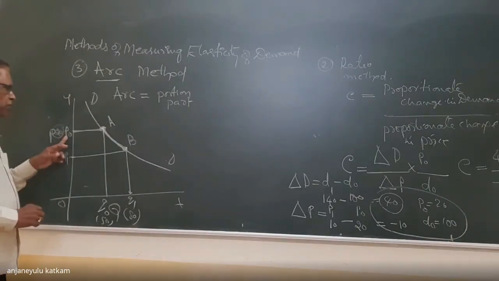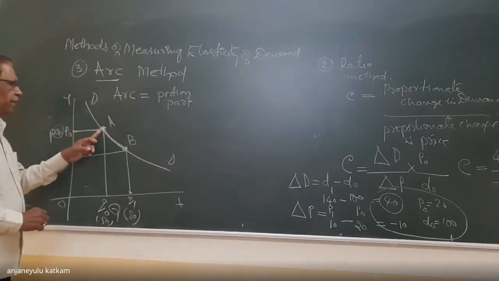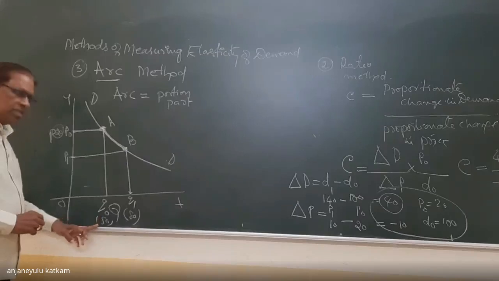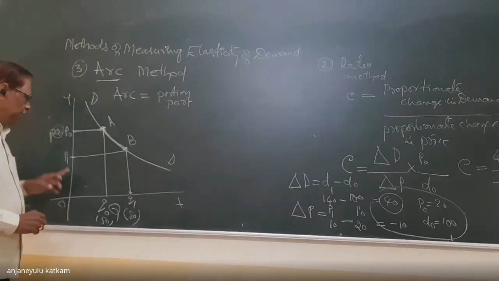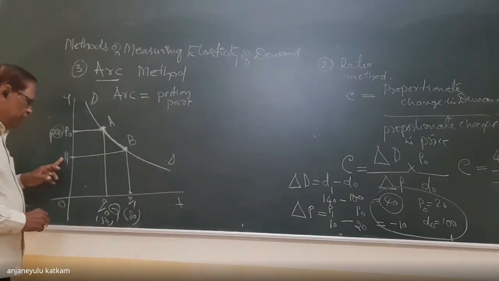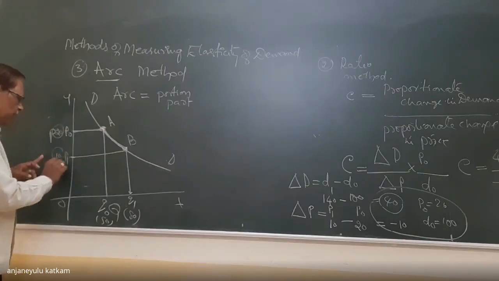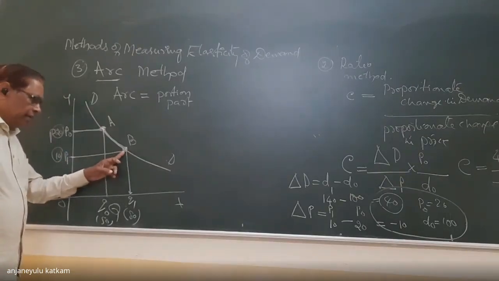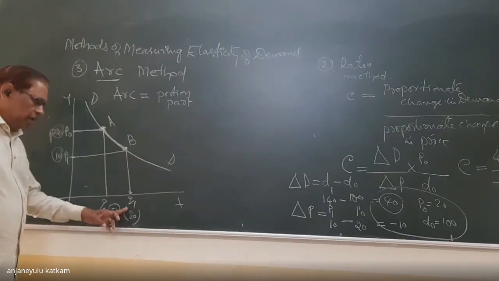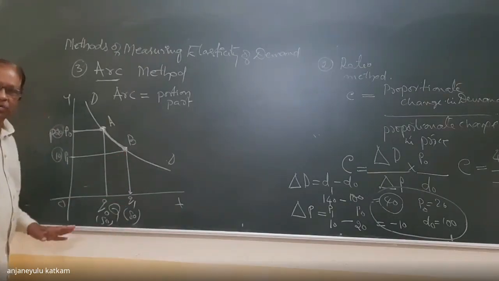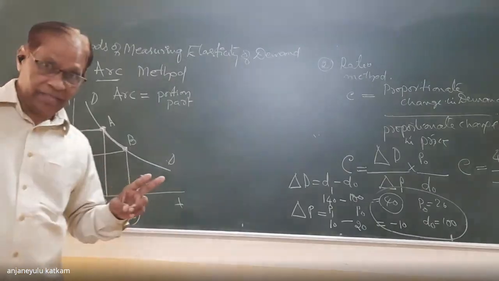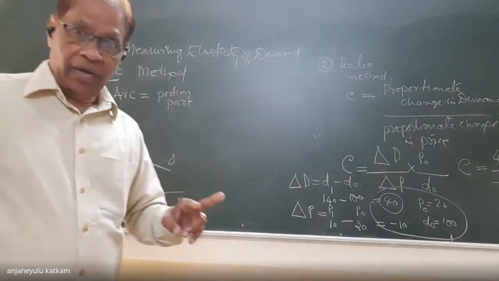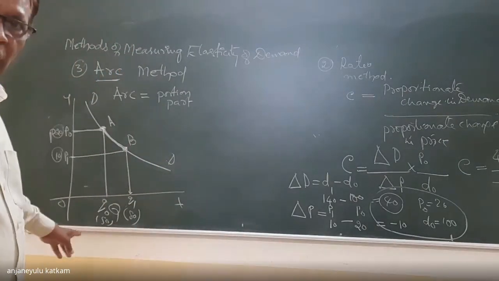At the price P0, as per A, quantity demanded is 50 units. At price P1, say it is 10 rupees, as per this tangent point B, the demand will be 80 or Q1. So we got two prices, two demands in this demand curve.